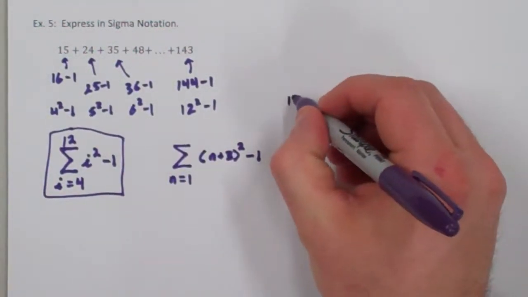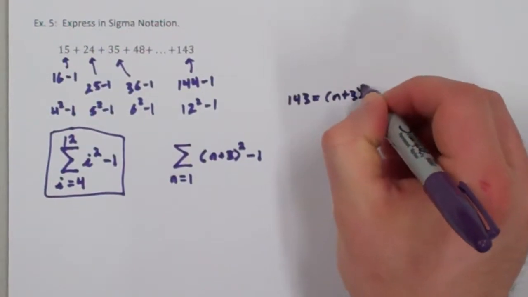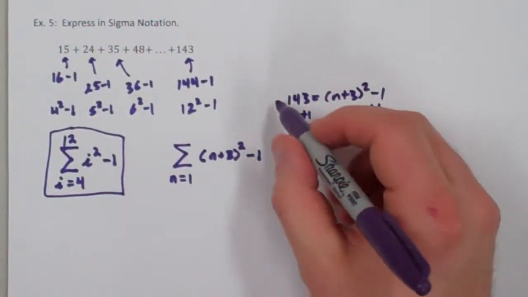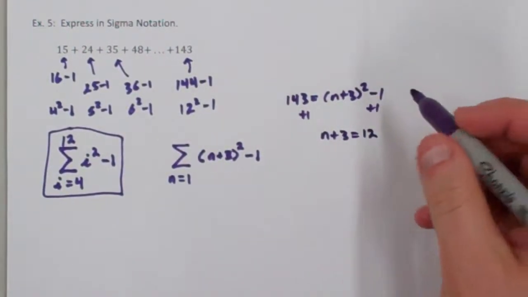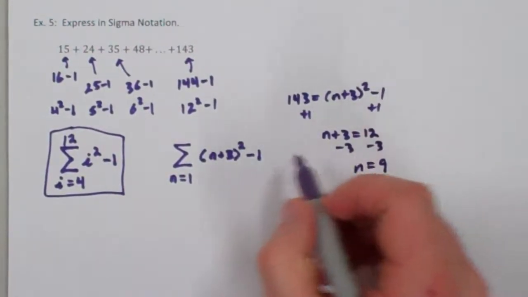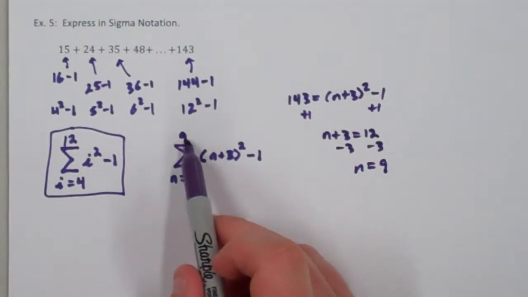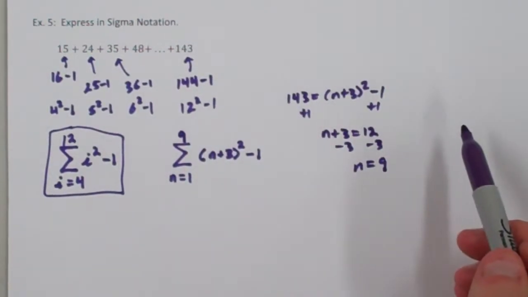So, if you did that, you'd have 143 is equal to n plus 3 quantity squared minus 1. We'd add 1 to each side. Then take the square root, and you get n plus 3 is equal to 12, and then subtract 3 from each side, and n will be 9. So that ending value needs to be 9. That's the value that makes this general term equal to 143.